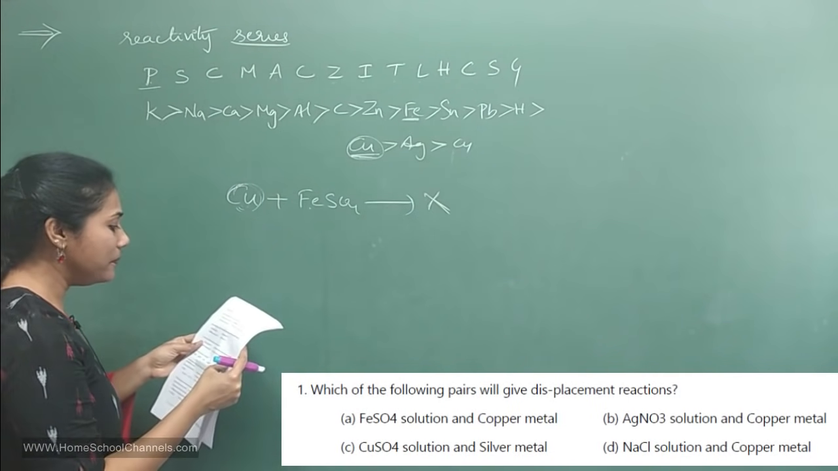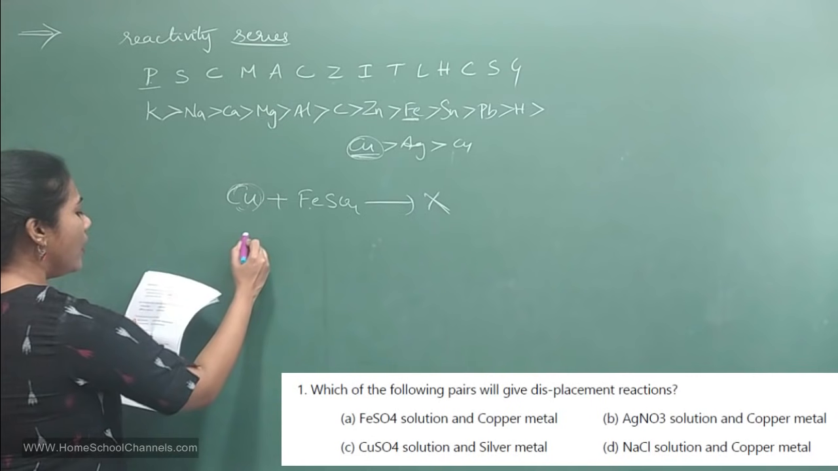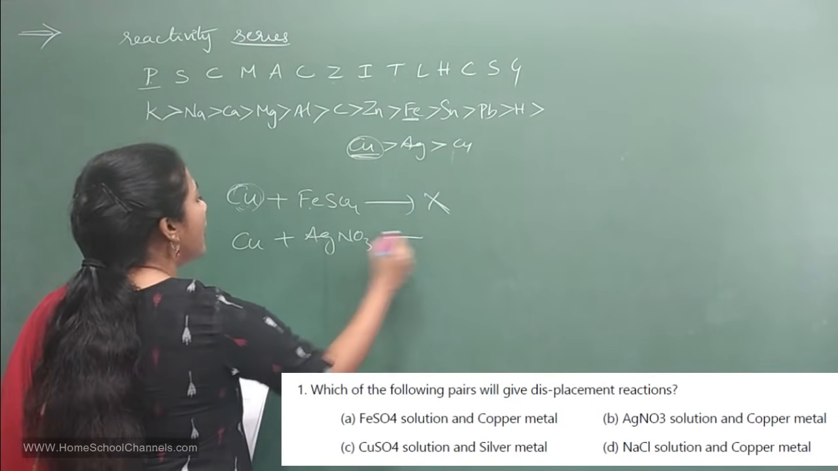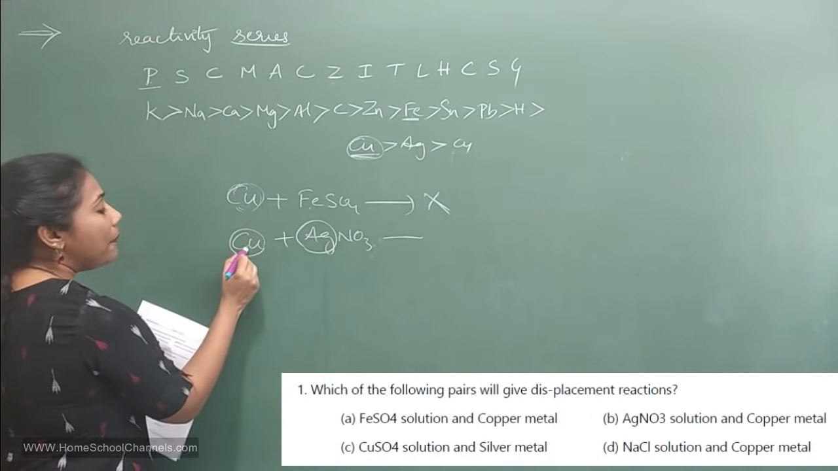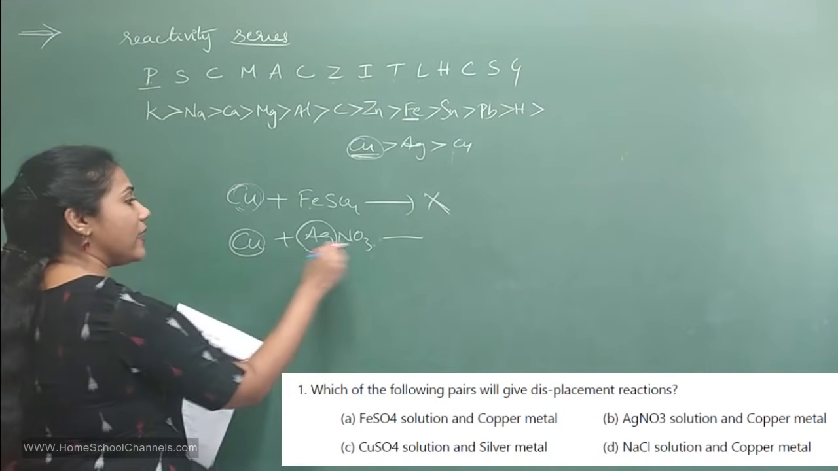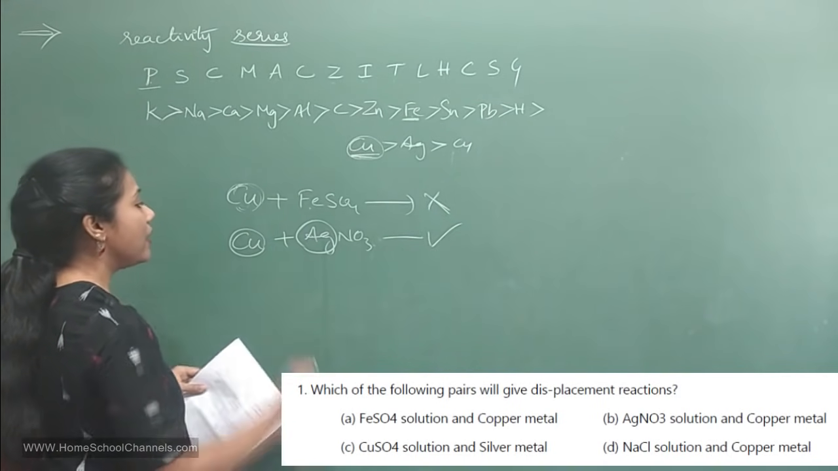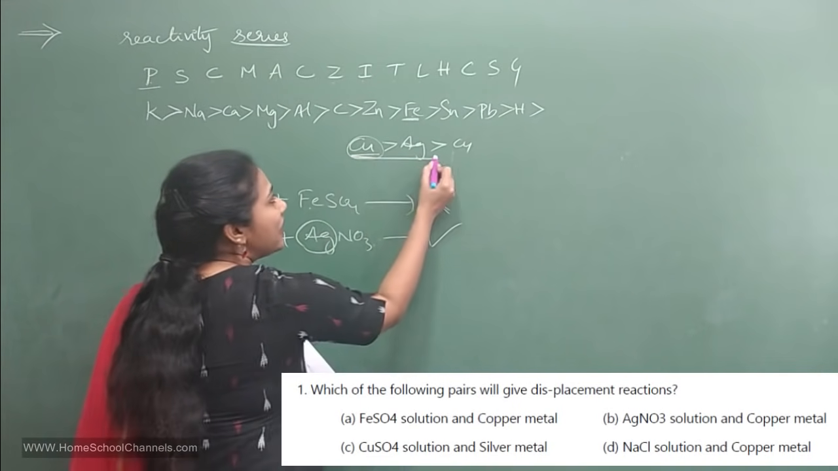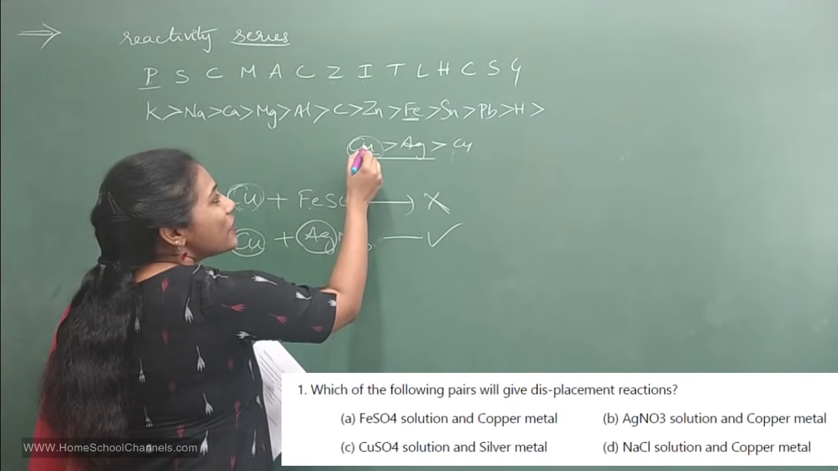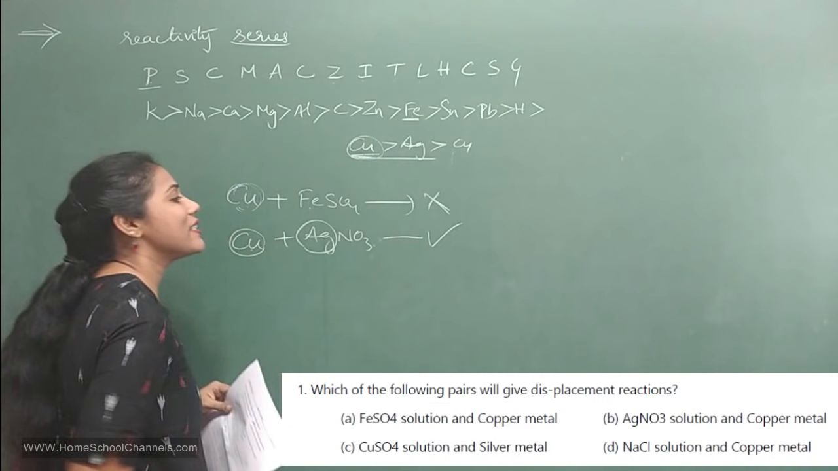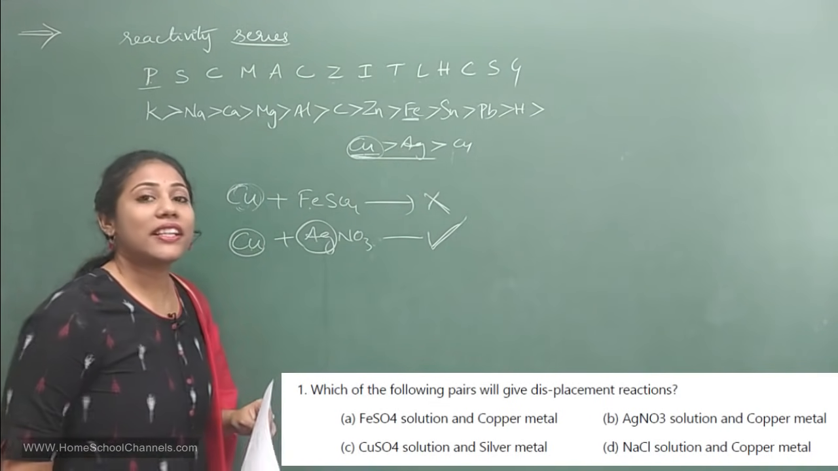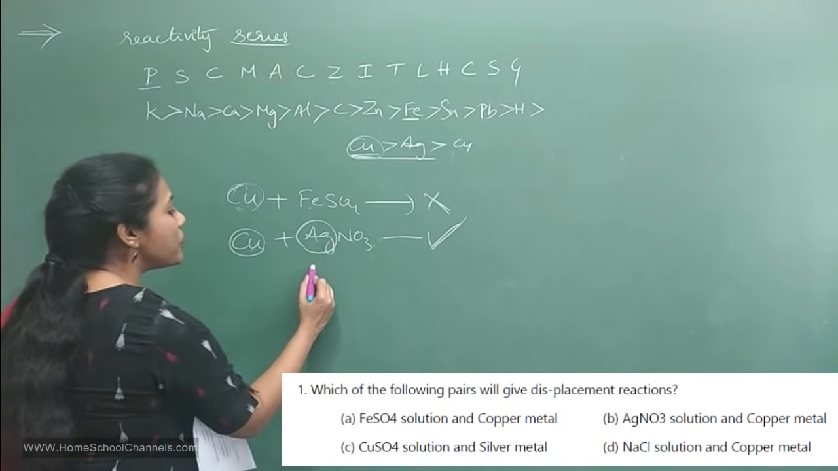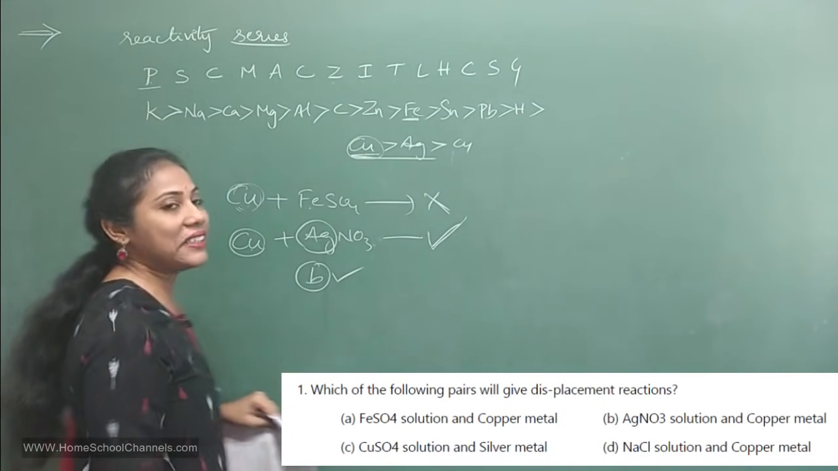Coming to the second option, what is the second option? Copper metal reacting with AgNO3, right? And now check the nature of the metals. Copper must be more reactive than silver, then displacement reaction takes place. So is copper more reactive than silver? Where are copper and silver coming? Here. Yes, copper is in front, right? So copper is definitely more reactive than silver. So displacement reaction is observed in the case of option B. So which is the correct option here? Option B is the correct answer.